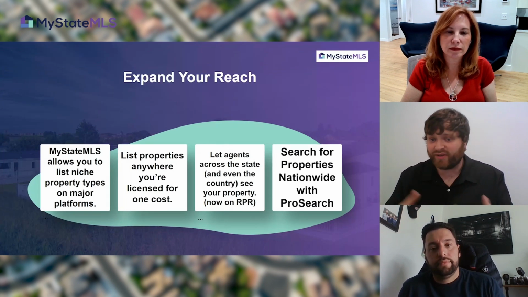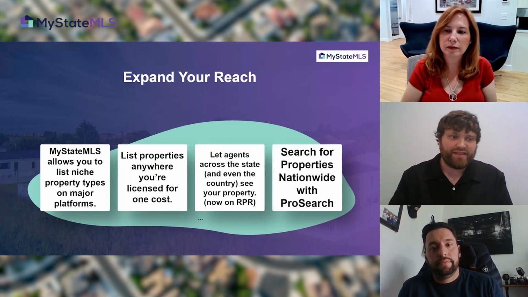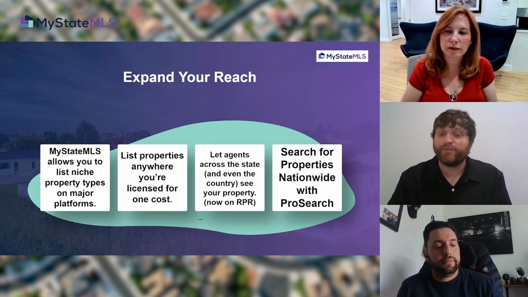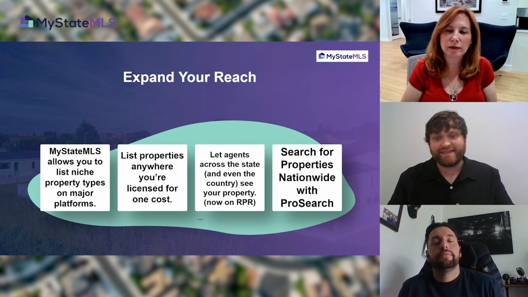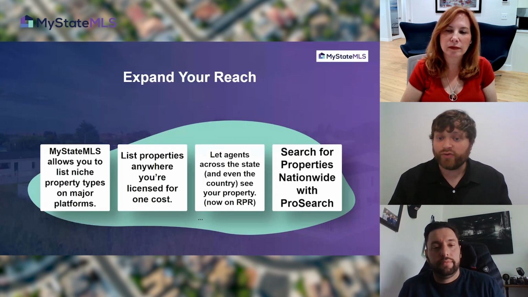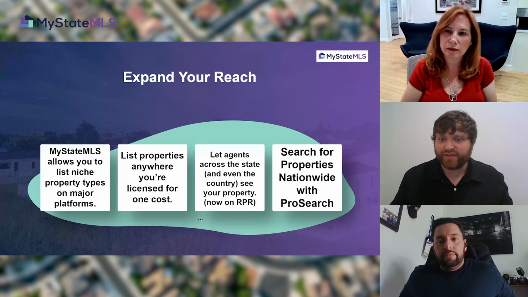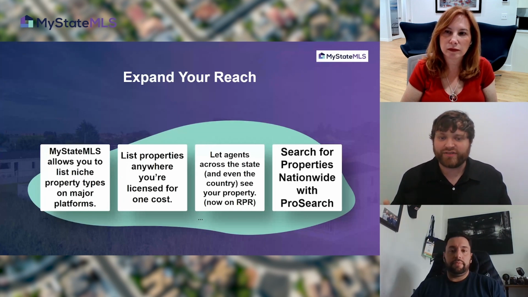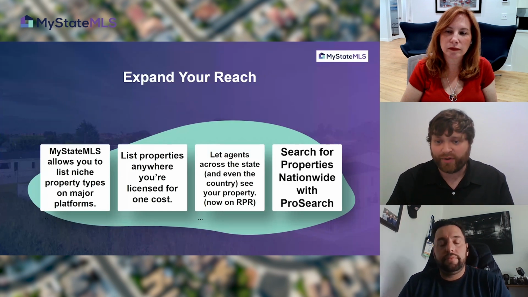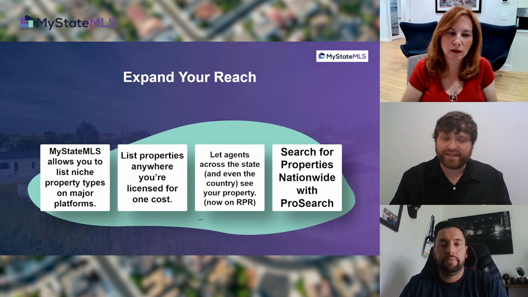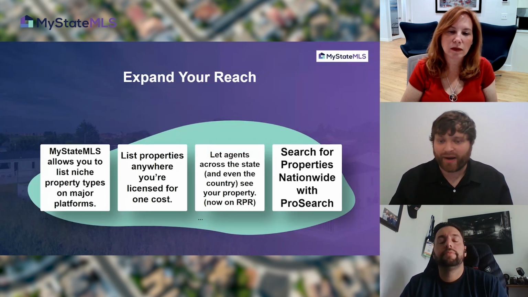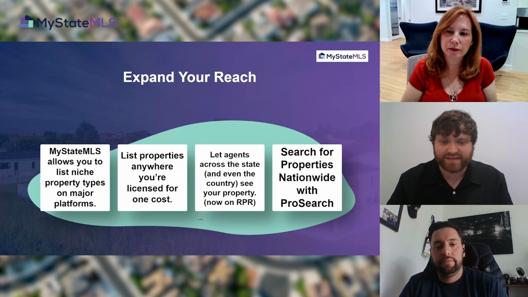In order to join all the state boards and all the local boards that they would need, the costs can just add up and become egregious. Instead, you could stick with your main local if you want, and then rather than joining 10 other MLSs in order to operate in your territory, you just hop onto MyState MLS, and now you can list anywhere you're licensed. You can see property data from anywhere you're licensed, and we also offer Pro Search, so you can even see property data nationwide.